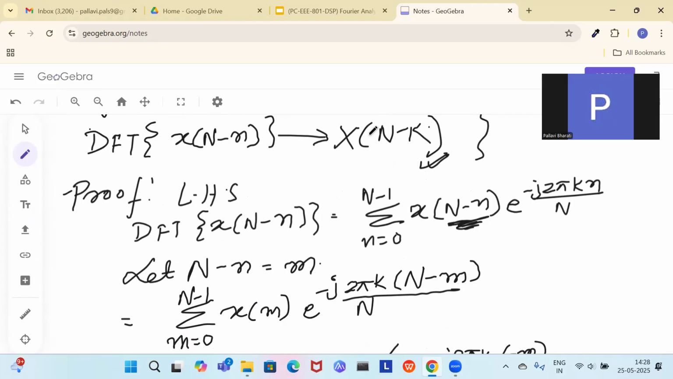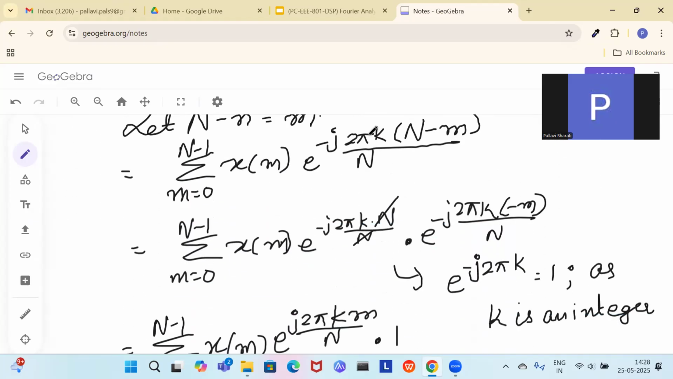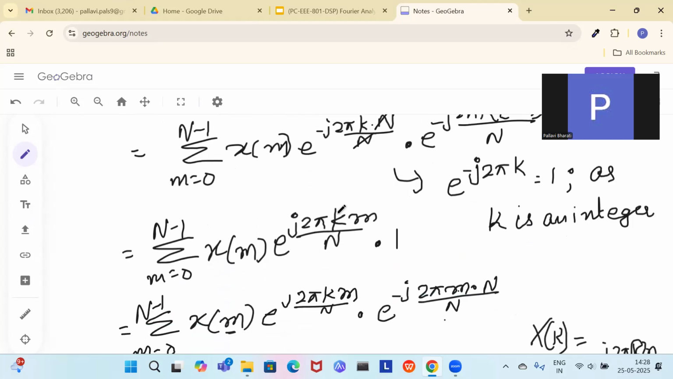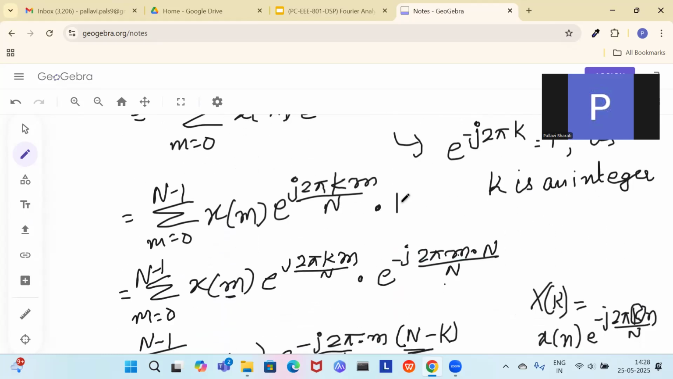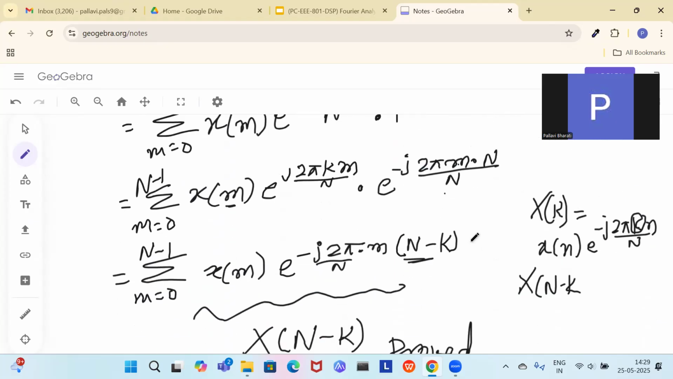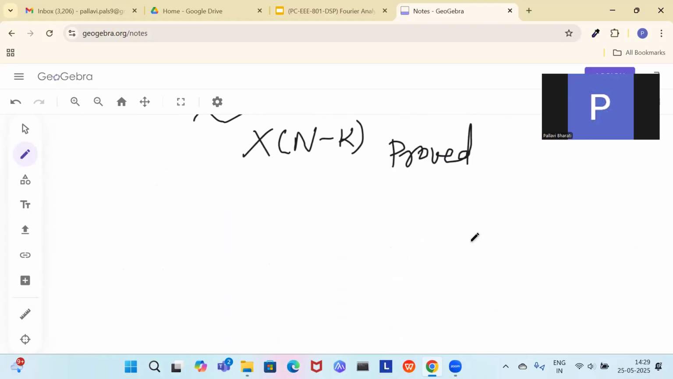So we removed this n by n, that was equal to 1. This full thing e to the power minus j 2 pi k becomes equal to 1. We have already seen this thing in the previous example also. Now again we are saying that here there is a 1 and I am going to replace this 1 with e to the power minus j 2 pi. This time it's small m, which is over here, and n by n, right? That helps us because we can take all these things together and what we are left with will be k and capital N. That will make it equal to x of n minus k. That is the way we do prove the time reversal property of the DFT.